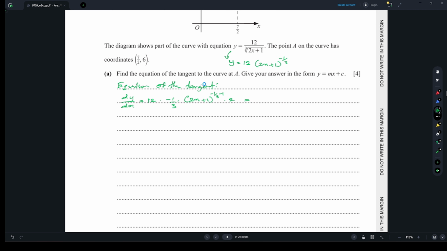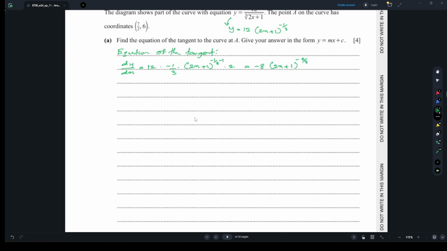And from this, you can simplify a little bit. 12 times 2 is 24, 24 over 3 is 8, so minus 8, times 2x plus 1 to the power minus 4 over 3. Okay, so this is our differentiation. Then we can find the gradient at that point.